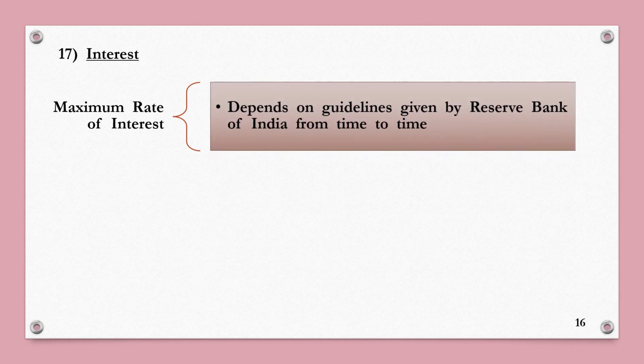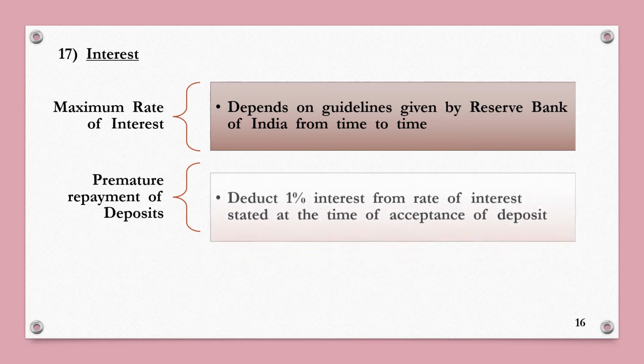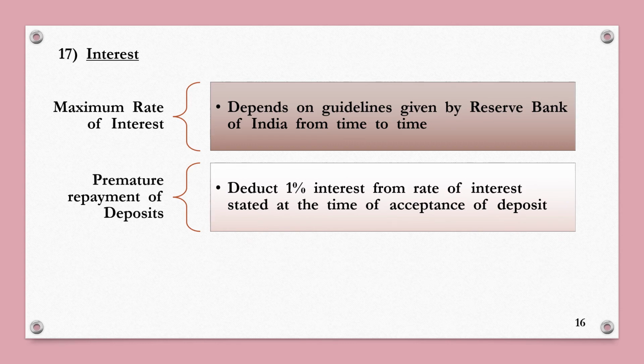The 17th condition speaks about the interest which is paid to the depositor. The company rules state that the maximum rate of interest which a company can pay depends on the guidelines given by the Reserve Bank of India from time to time. A company cannot pay more interest than specified by RBI. Further, if it makes repayment of deposit before maturity date, that is premature repayment of deposits, then it has the right to deduct 1% interest from the rate of interest which the company had stated at the time of acceptance of deposit.